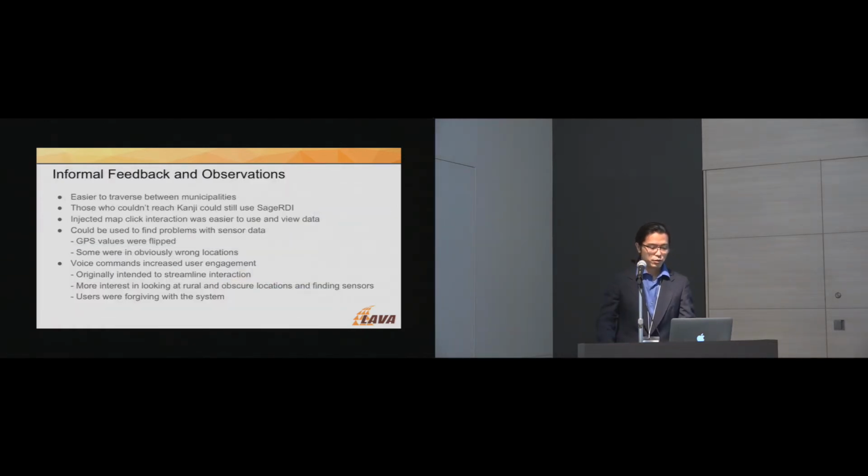Based on informal feedback and observations, so actually we did not have a formal user study for this. We had sort of a back and forth between those who were involved in the process. But the feedback we got was that it was easier to traverse between municipalities. One of the key things being that people just go north or east or west, and it wasn't as big of a problem as having to mentally think about, okay, where do I need to go? What subdivisions do I have to go through to get there?